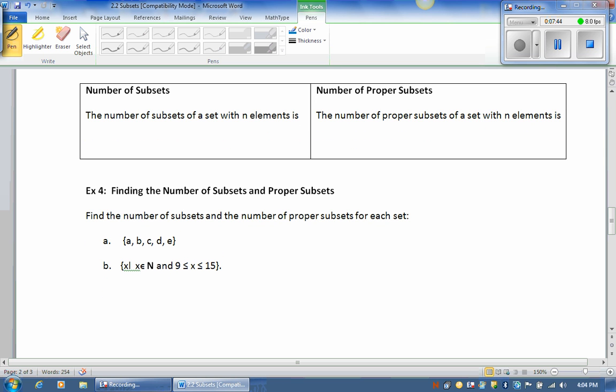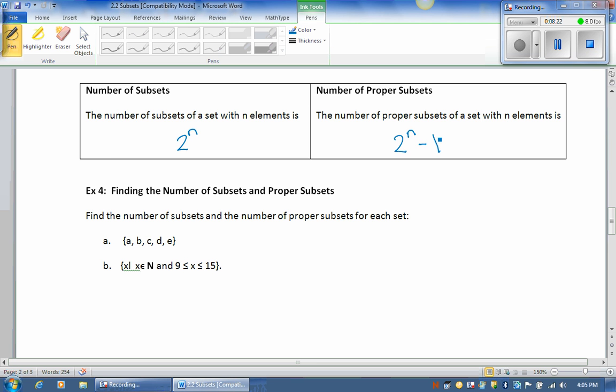All right, number of subsets. Okay, so the number of subsets of a set with n elements is 2 to the n. So it's a little formula you have to have, okay? So to figure out the number of subsets in a set, you use 2 to the n, n being the number of elements within. The number of proper subsets of a set is going to be 2 to the n minus 1.